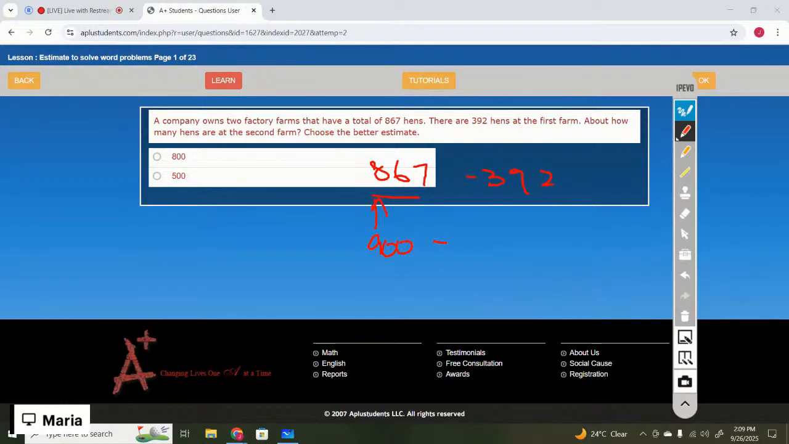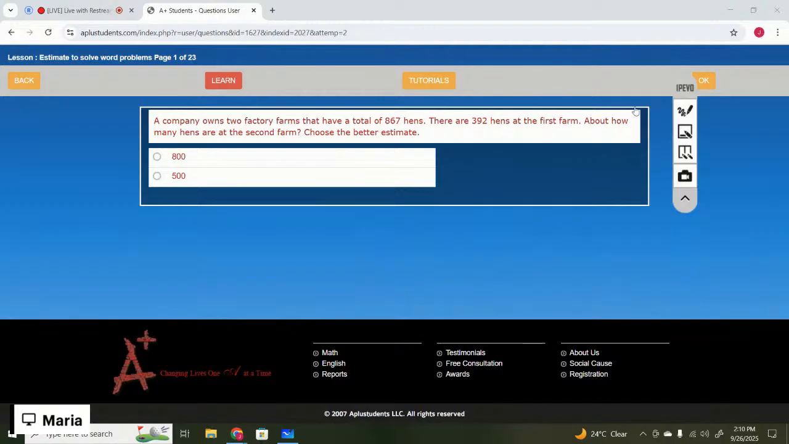392. So 3 is the digit at the hundreds position. Right next to 3 we have 9. 9 is greater than 5. So it would be rounded to 400. So 900 minus 400 equals 500. That is 500. Option number 2 is the correct option.